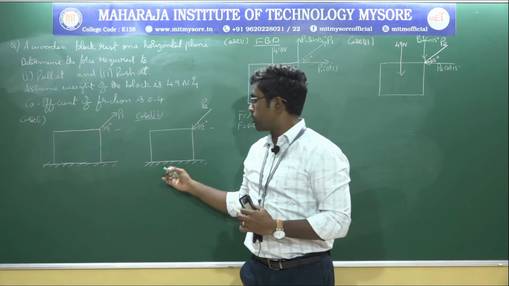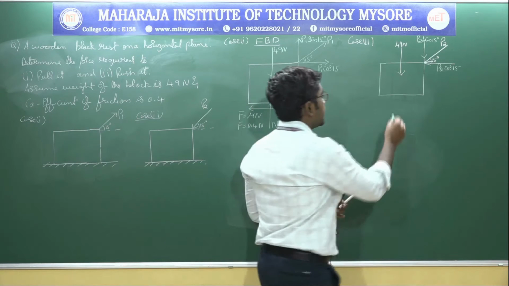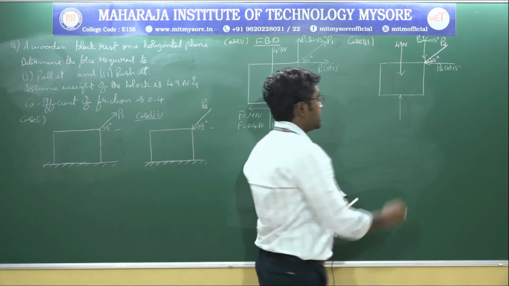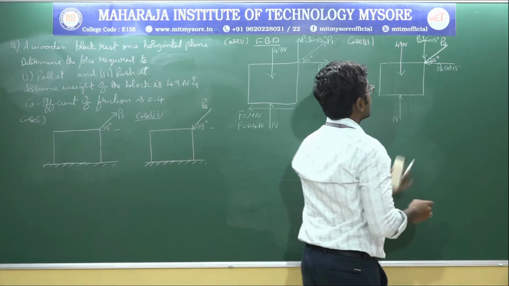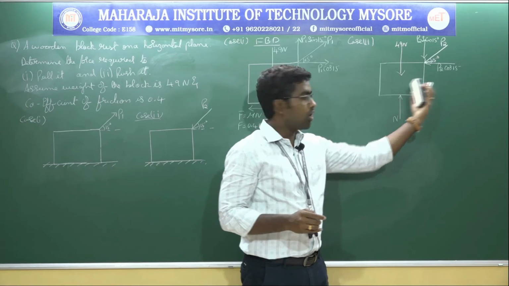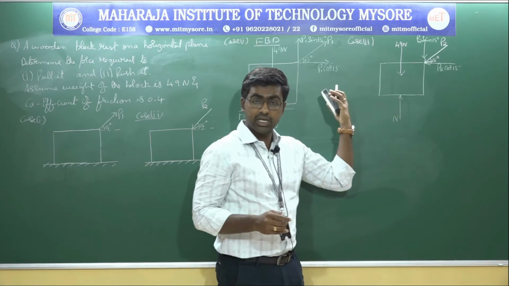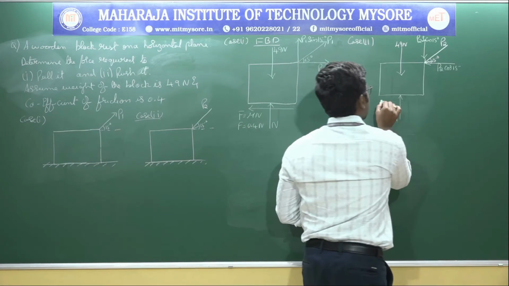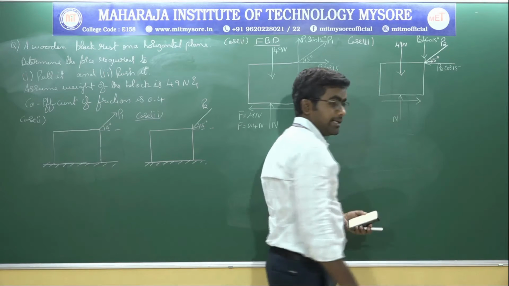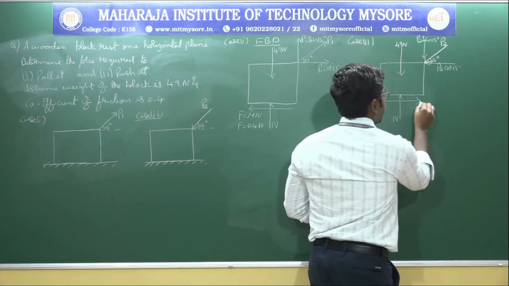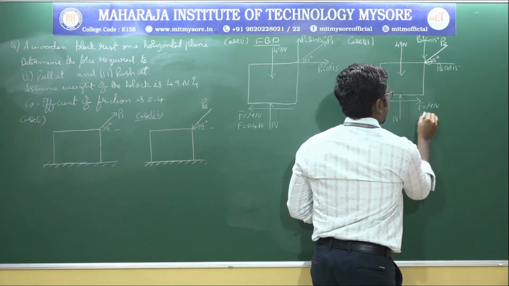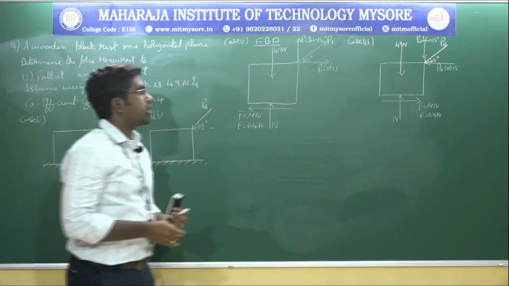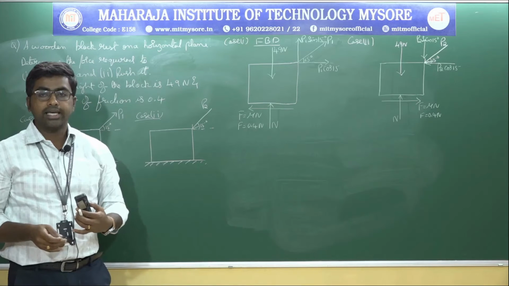In the same way, this floor is going to offer a normal reaction, and it will be vertically upward and always perpendicular to the surface. And this is N. If you push the block, the block is going to move in this direction. Therefore, the friction will be opposite to the impending motion. So in case number 2, the frictional direction is towards right. That is F is equal to mu times N, F is equal to 0.4 times N. This is how you need to draw the free body diagram for the two cases.